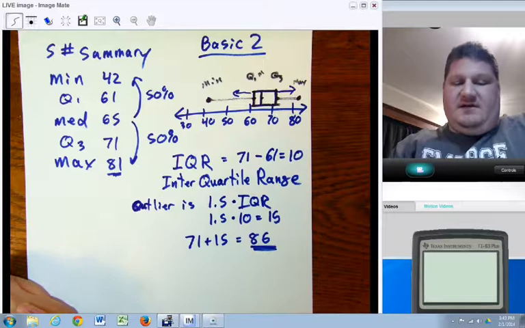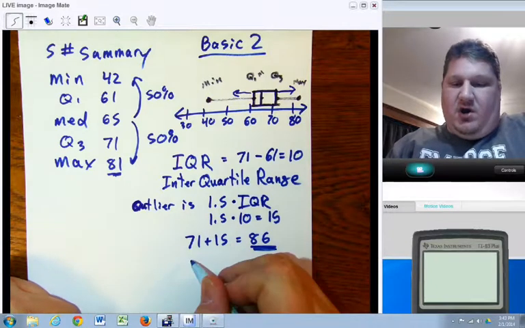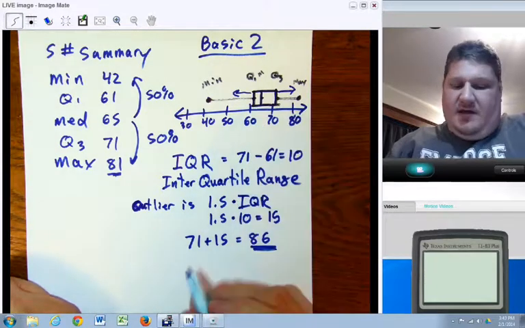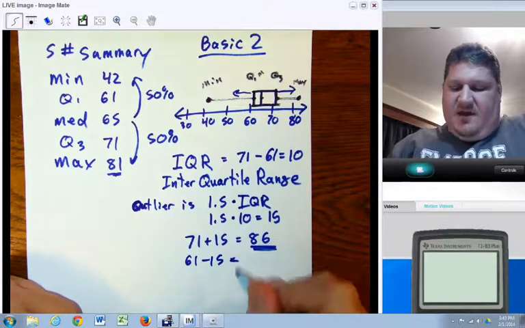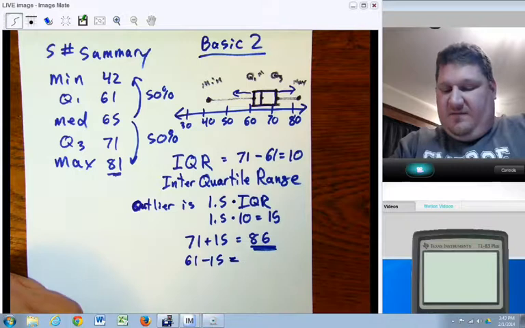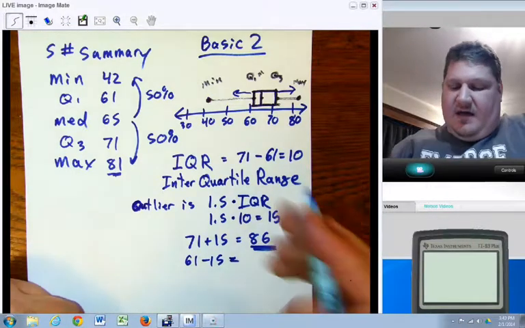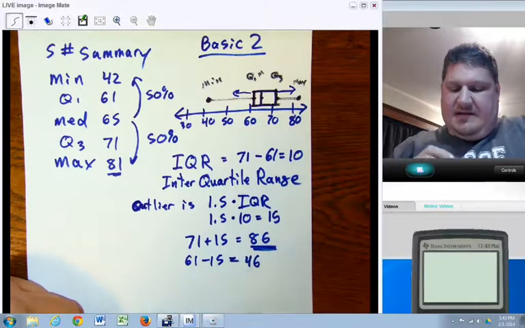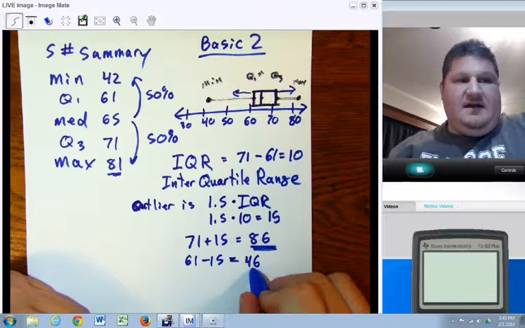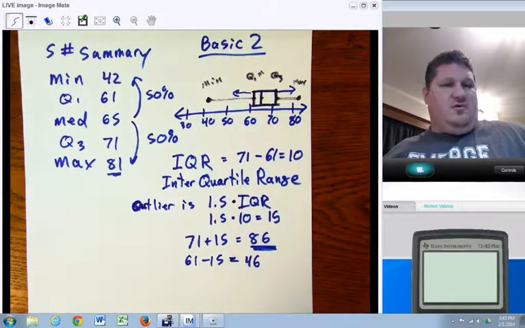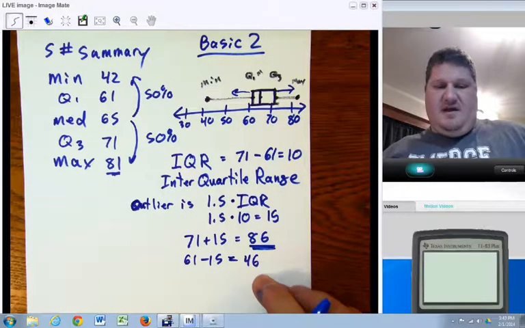On the other end of the spectrum, though, our low value, our Q1, is 61 minus the 15. And if I take 61 minus 15, I should come up with 46. And so 46 is the lowest value that would be considered within our normal or acceptable range. Anything beyond that becomes an outlier.